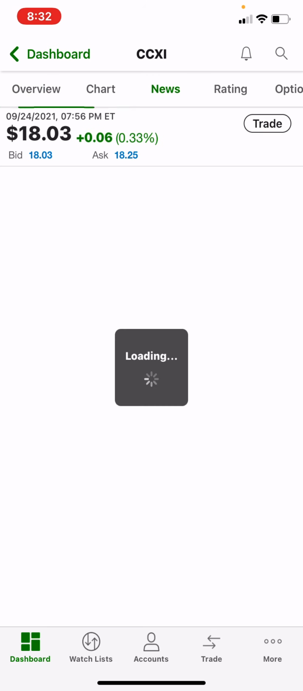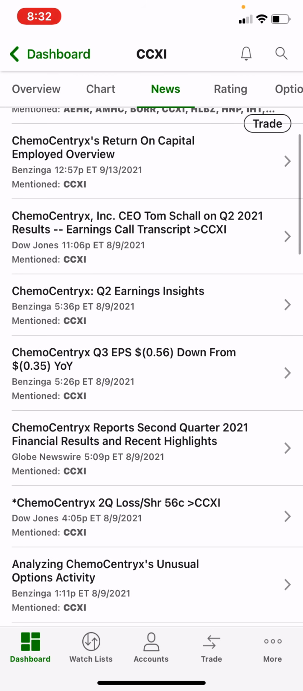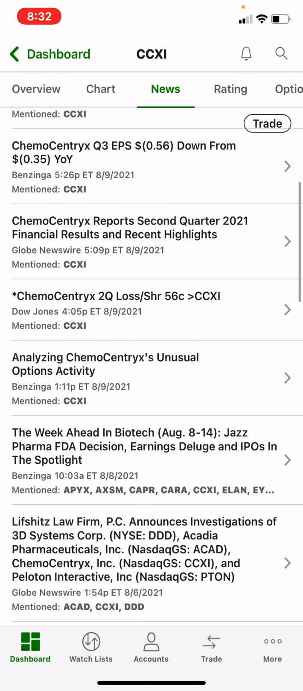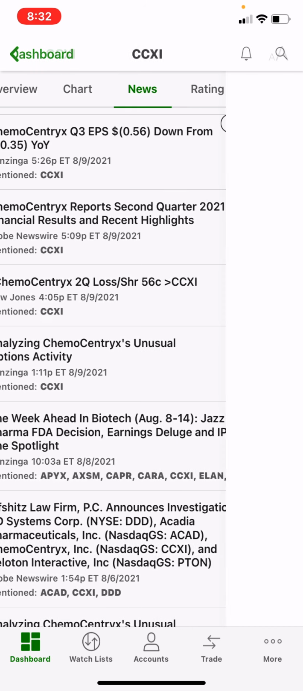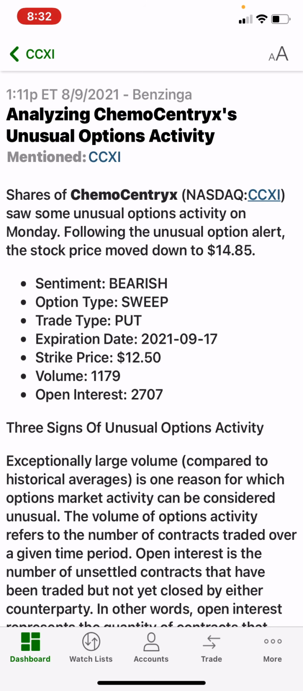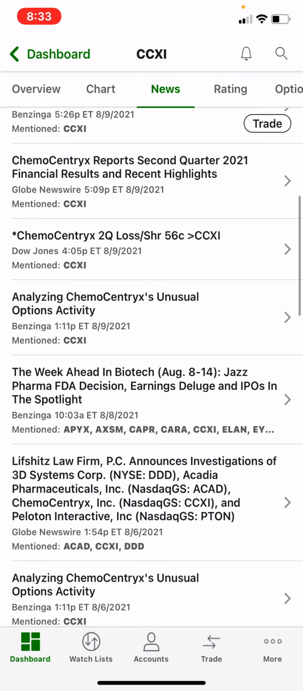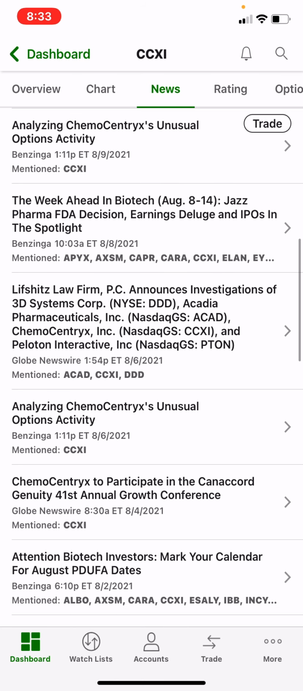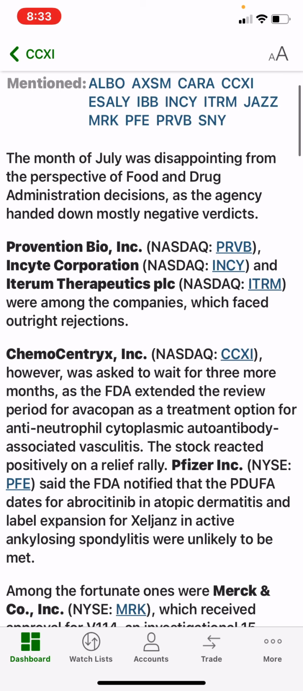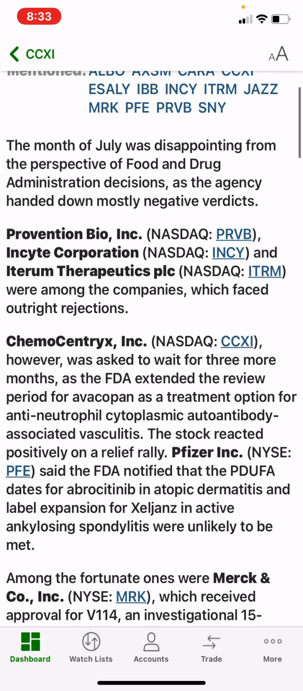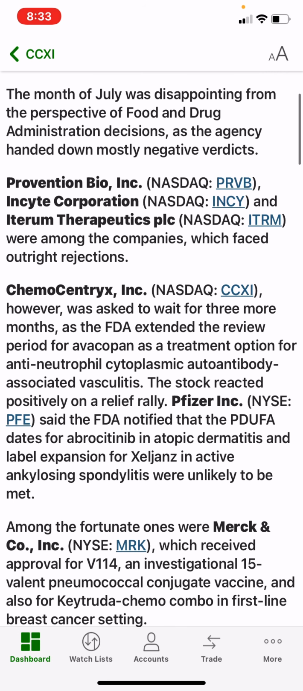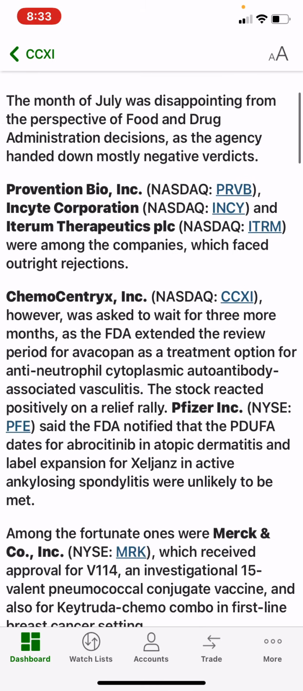The news, let's see what the news says. On the 9th, there was some unusual options activity, and it was bearish. Maybe there's an FDA decision here. Let me see, market calendar. Three more months for extended review of avacopan, a treatment for. Okay, so it might be an FDA review of a drug. That's why the stock probably plummeted.